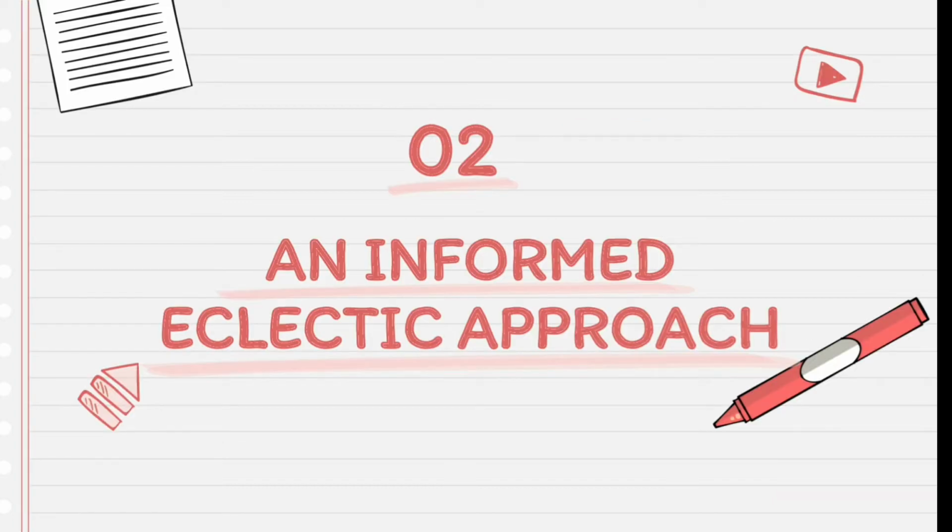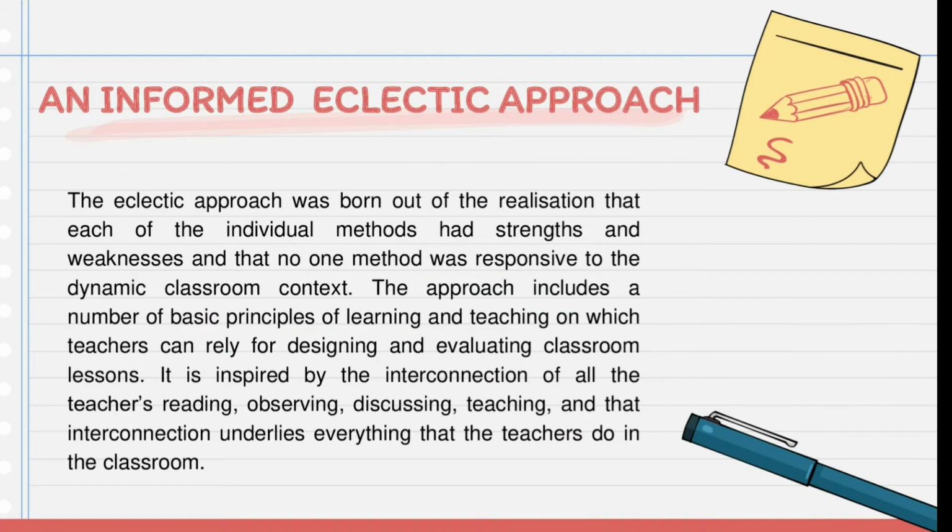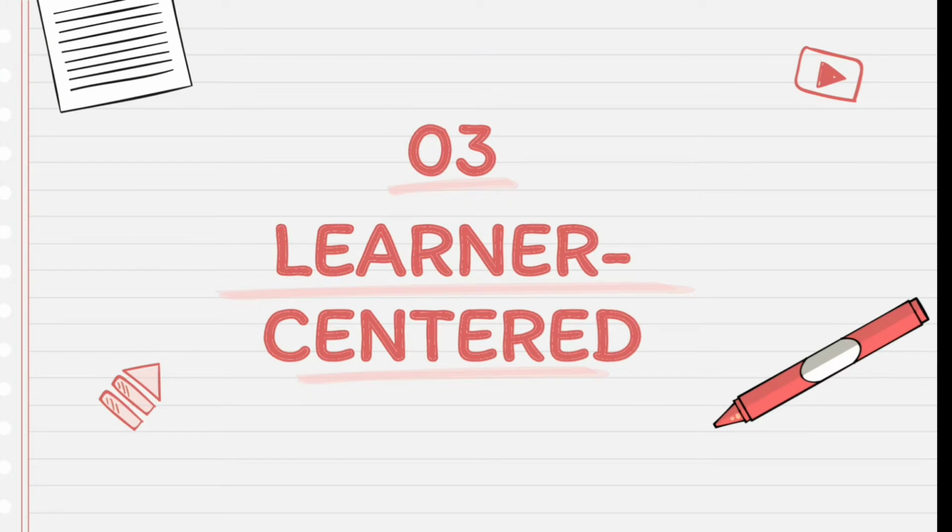Next, an informed eclectic approach. The eclectic approach was born out of the realization that each of the individual methods has strengths and weaknesses, and that no one method was responsive to the dynamic classroom context. The approach includes a number of basic principles of learning and teaching on which teachers can rely for designing and evaluating classroom lessons.